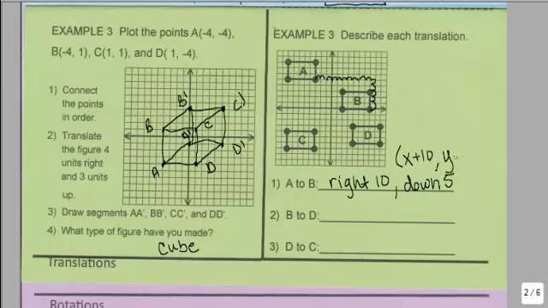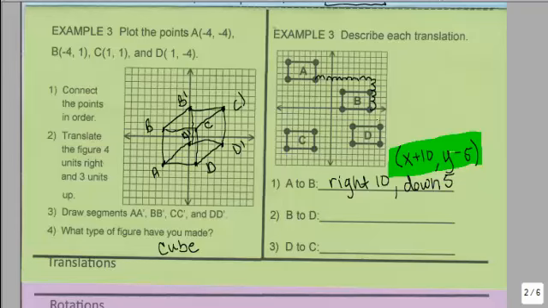And if it moves down 5, we're going to subtract 5. So this is actually the way that we're going to write our transformations. Yes, it moved right 10 and down 5, but this is the correct answer to it.